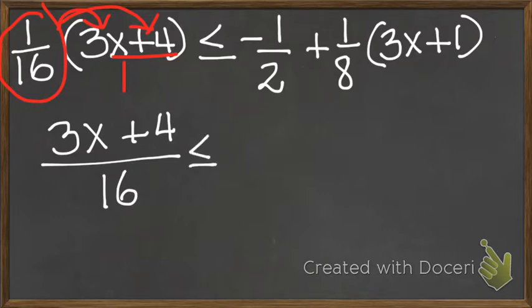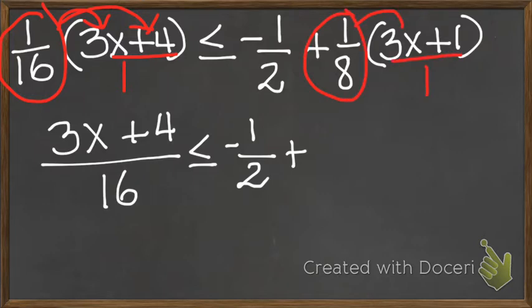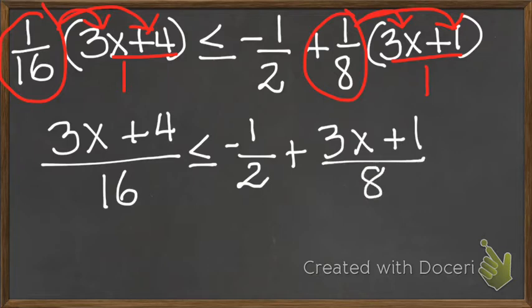Is less than or equal to negative 1/2 plus, we do the same with 1/8, put a 1 down at the bottom, and multiply the 1/8 to each of those two numbers. Straight across, 1 times 3 is 3x, and then 1 times 1 is 1. And then on the bottom, since both of them have a 1, 1 times 8 is all over 8.